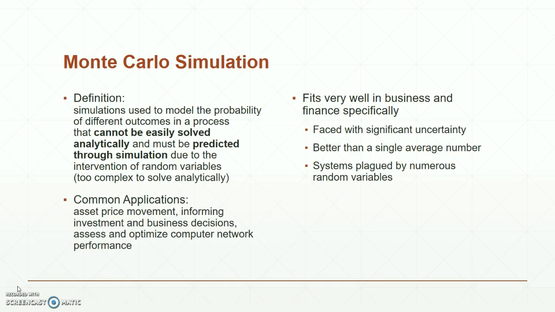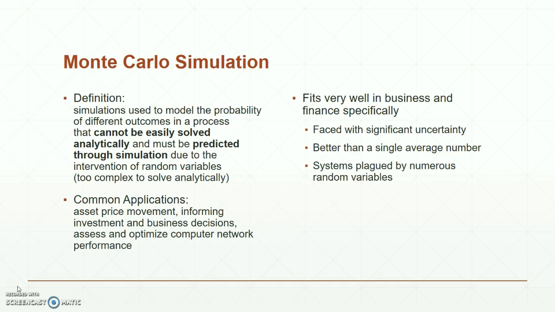Basically what that means is when it's too complex to solve analytically, we try to use simulations to predict a solution. So this fits very well in business and finance specifically, especially in things like stock markets, and especially business where it's faced with significant uncertainty, and there's better than a single average number. It's much better than a single average number itself when you use a simulation.